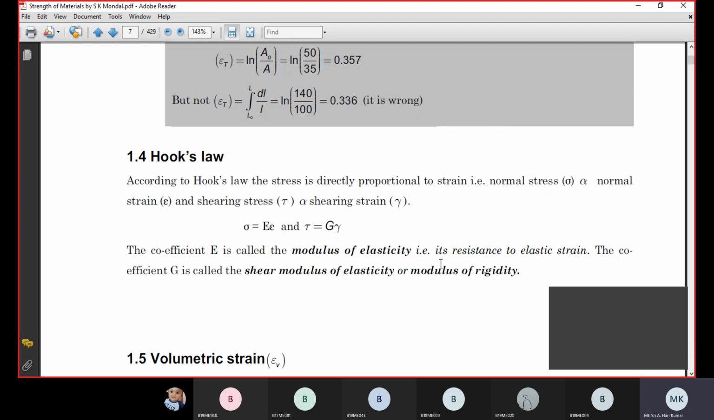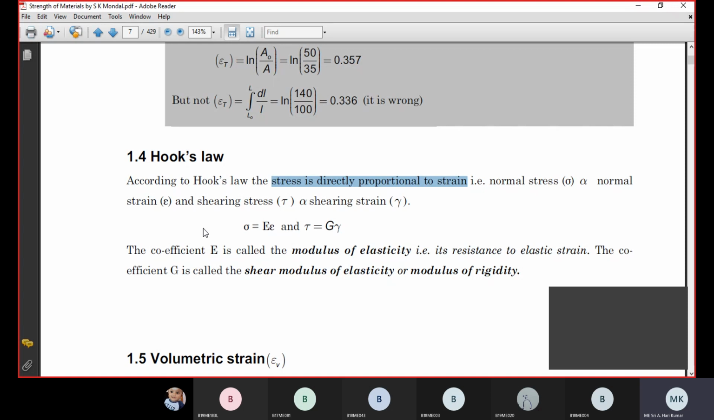So according to Hooke's law, stress is directly proportional to strain, whether it is a normal stress or a shearing stress. Whatever kind of stress, the stress is directly proportional to strain, and the constant which relates that stress and strain is called an elastic constant.